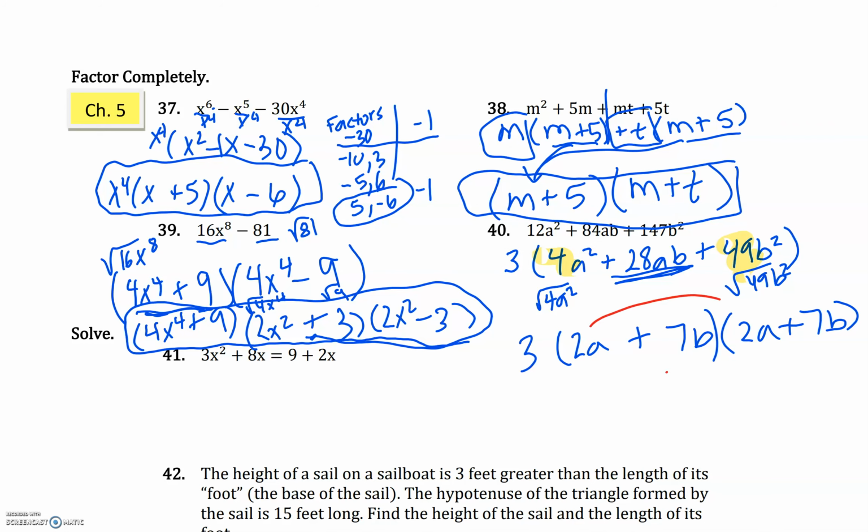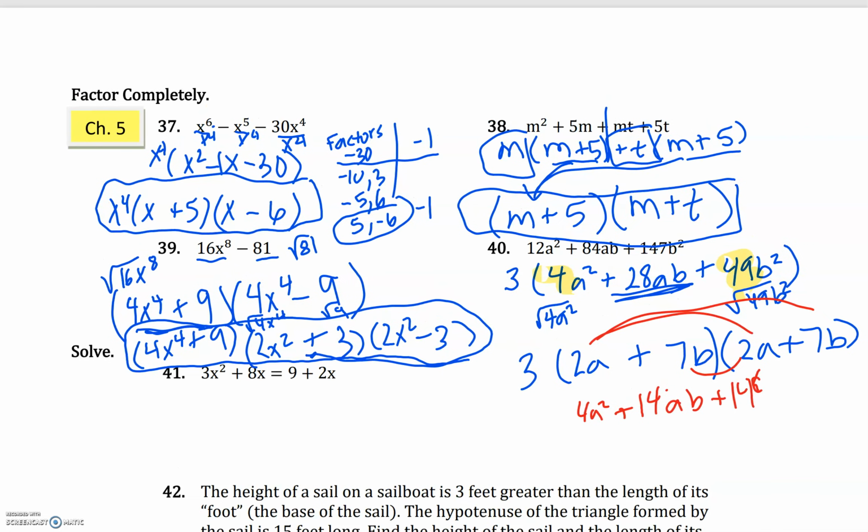So I'm just going to multiply these. That's 4a squared. Good. 2a times 7b is 14ab. And here, that's also 14ab. So I can just go ahead and stop. I was just making sure that I get 28 in the middle.